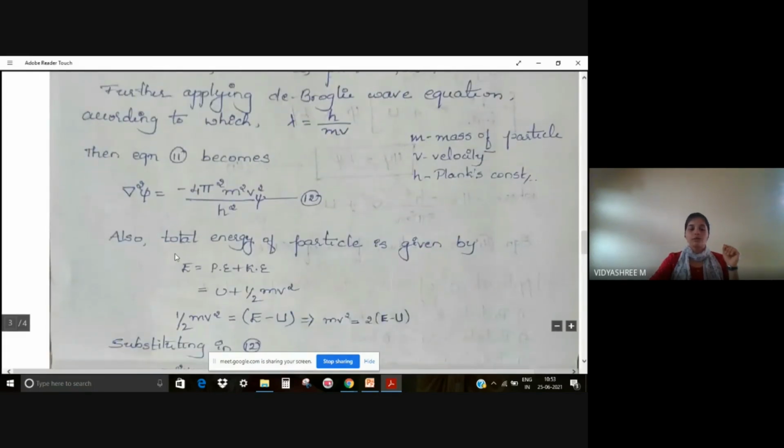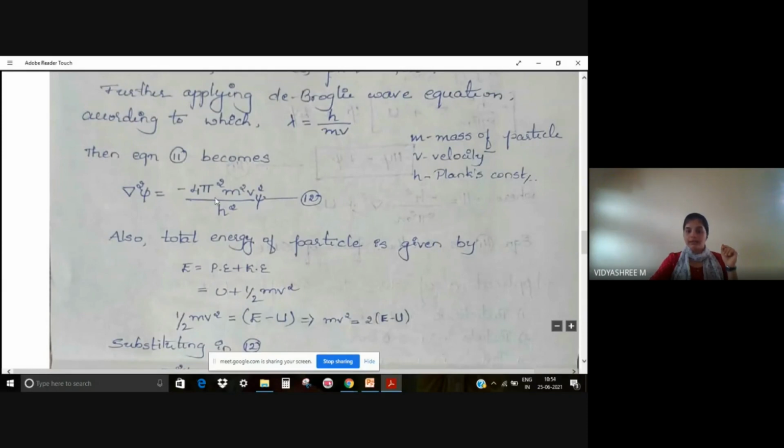Now we know that the total energy of any particle is the sum of the potential energy as well as the kinetic energy. Let U be the potential energy, and we know the expression for kinetic energy is half mv square, where m is the mass of the particle and v is velocity. Just do the rearrangement. Total energy E is the sum of potential energy U plus kinetic energy half mv square. We will rearrange it and obtain the expression for mv square.